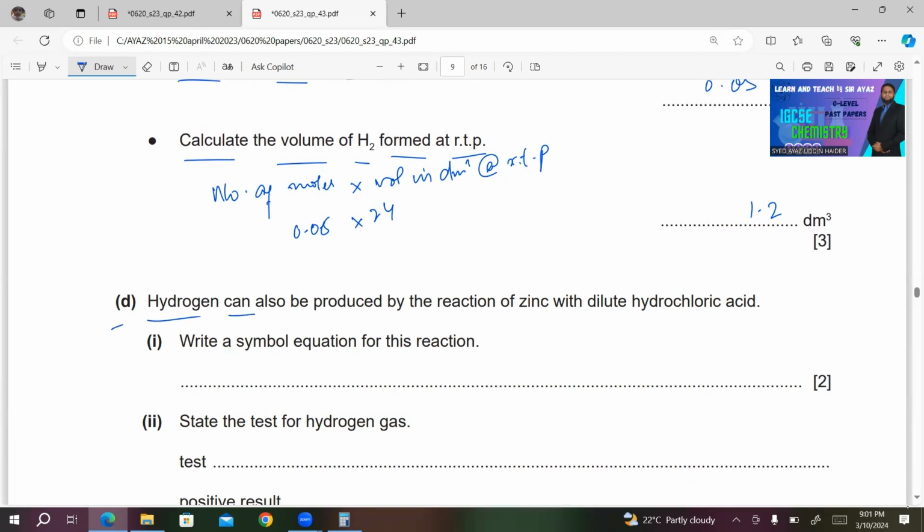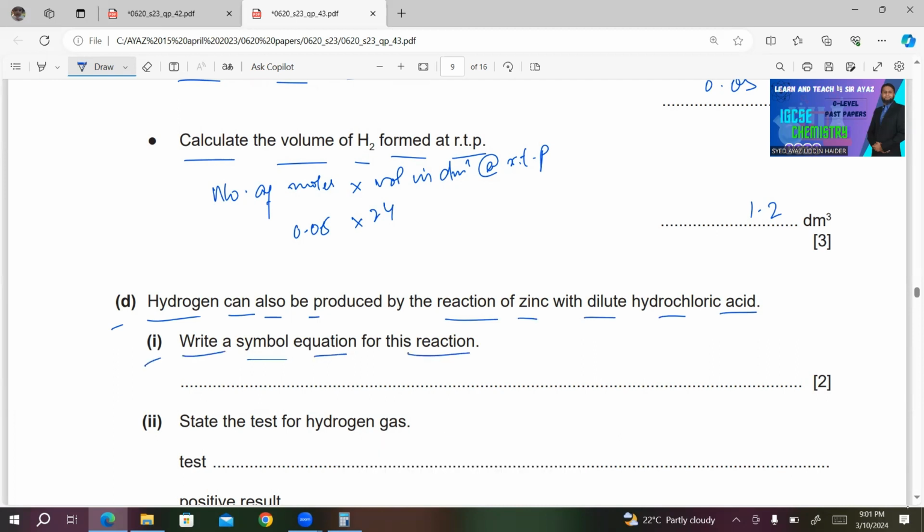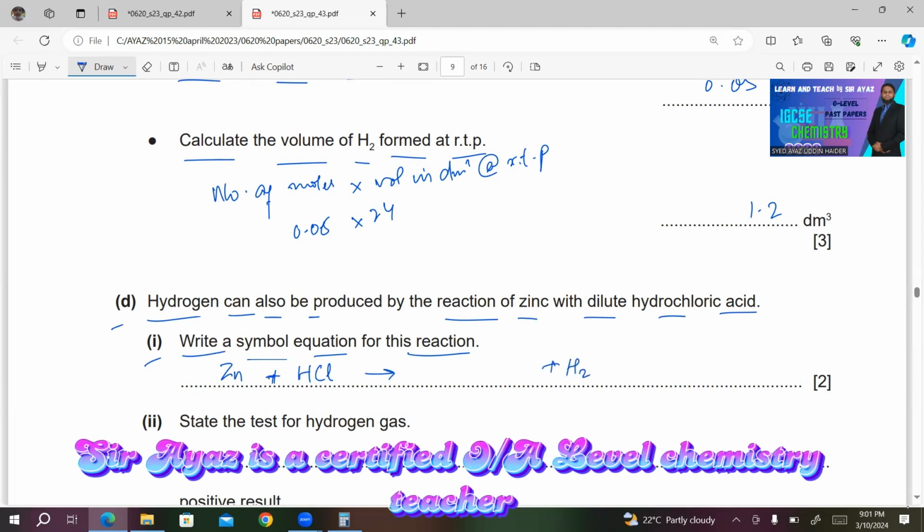D. Hydrogen can also be produced by the reaction of zinc with dilute hydrochloric acid. Number 1, write a symbol equation for this reaction. This will be the reaction equation, Zn plus HCl. What are the products? We will get hydrogen gas and zinc chloride. For the formula of zinc chloride, you should know the valency of zinc. Zinc has fixed valency, that is +2.